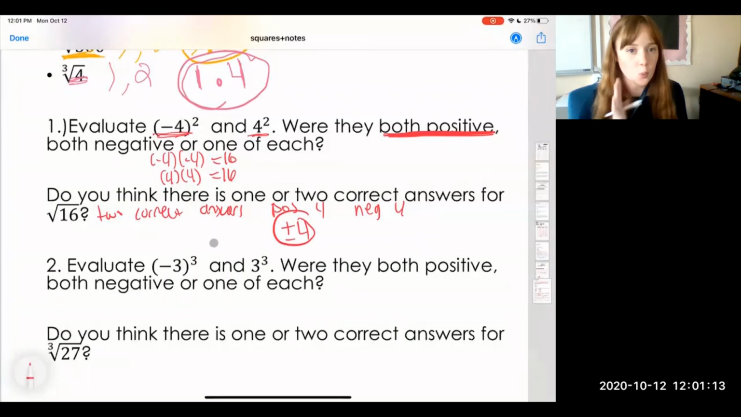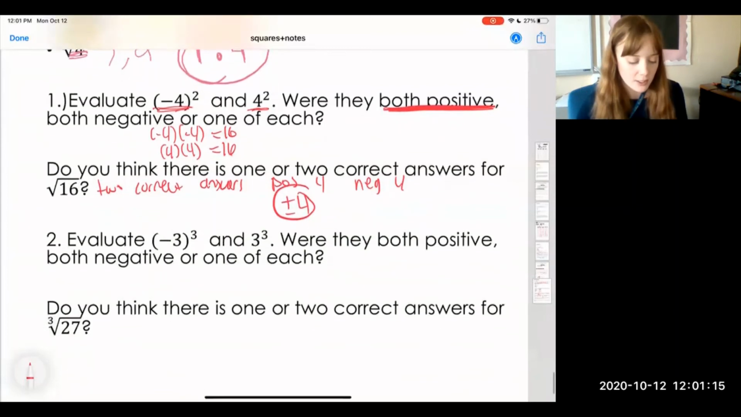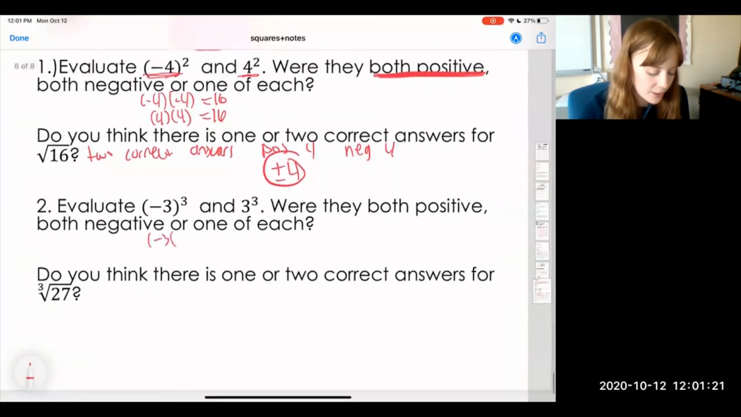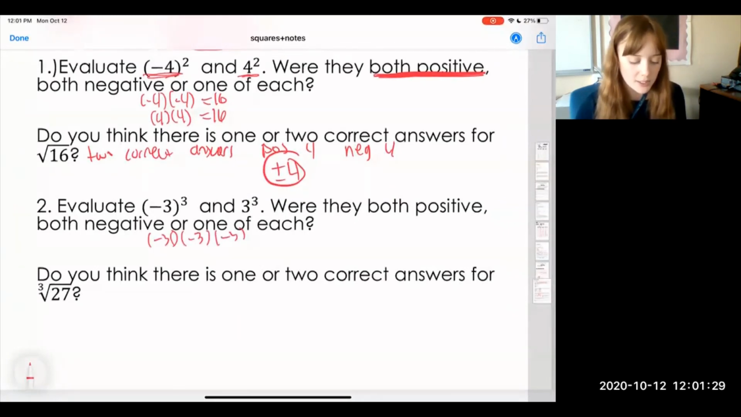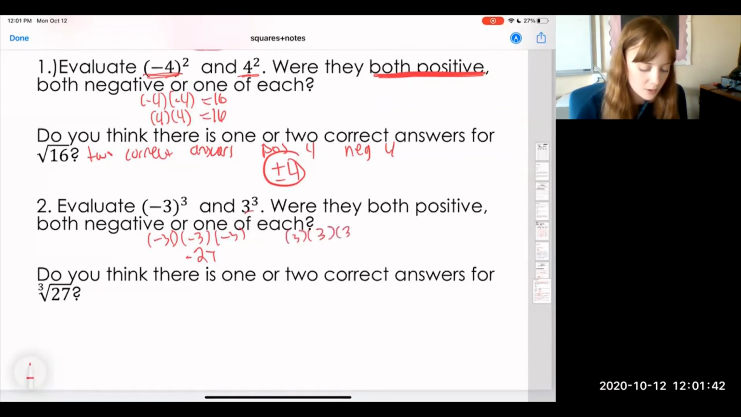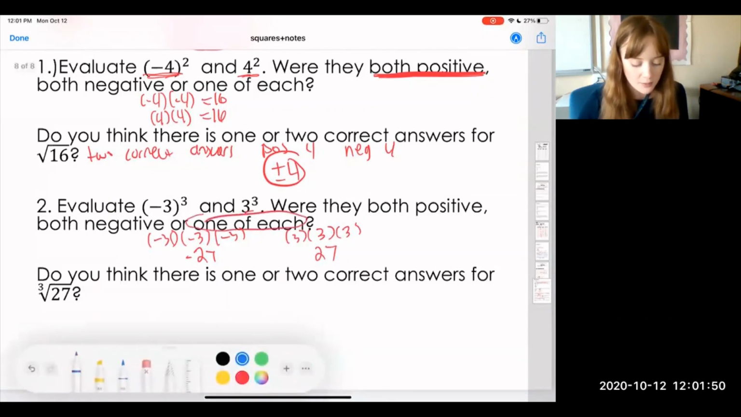Let's see if the same logic works with cube roots, or let's see if it doesn't. This is -3 cubed, so we would do -3 times -3 times -3. -3 times -3 is positive 9. Positive 9 times -3 is -27. The next one is positive 3 times 3 times 3. Well, that's positive 27. So we got one of each in this case. I got a negative number and a positive number.